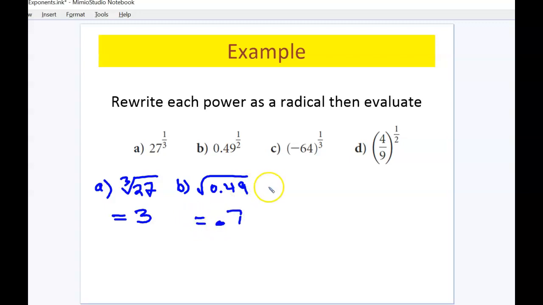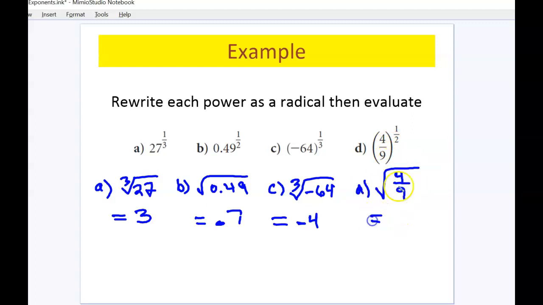All right, part C, negative 64 to the 1/3 is really the same thing as the cube root of negative 64. Remember we talked about earlier, you can take the odd root of a negative number, and the cube root of negative 64 would be negative 4. In part D, 4 over 9 to the 1/2 really means the square root of 4 over 9. The square root of 4 is 2, the square root of 9 is 3, so that answer would be 2/3.